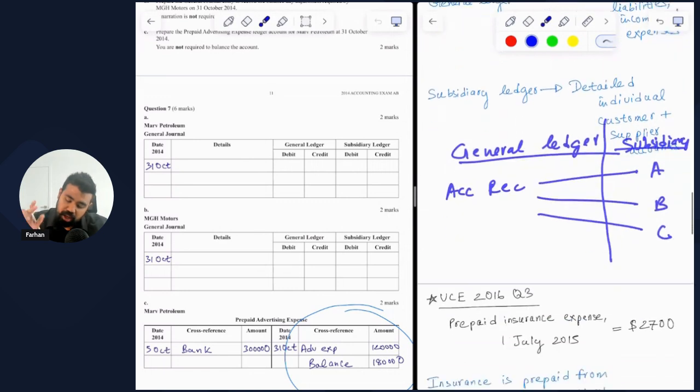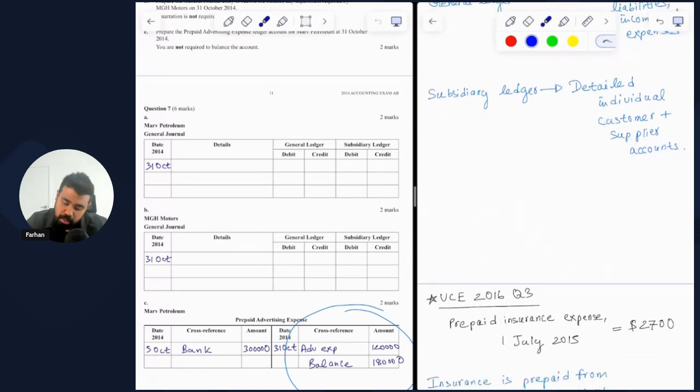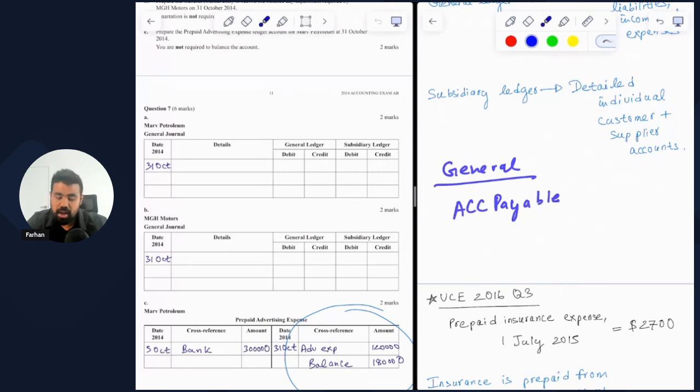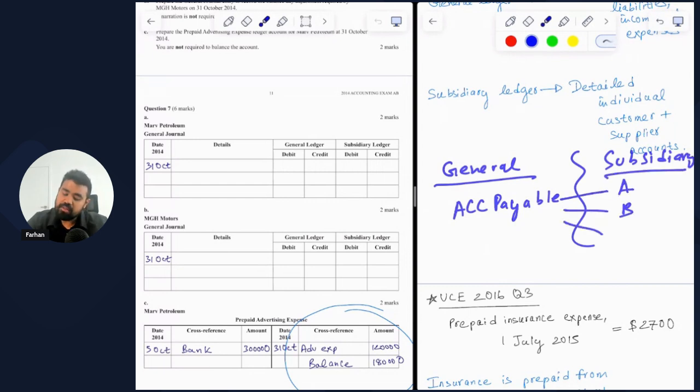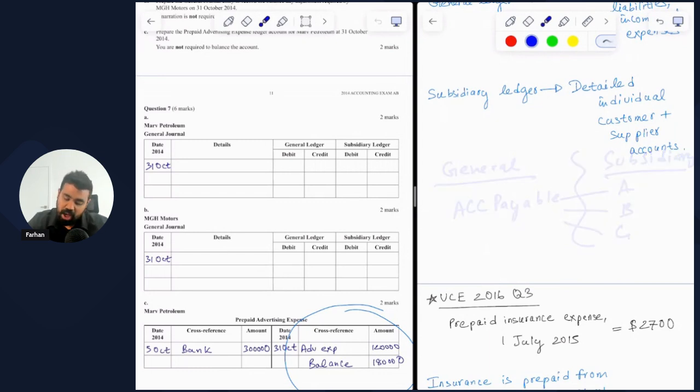Now, the same thing can also be applied to accounts payable. So within the general ledger, we are going to record the liability, the total of everything, all transactions that we do with the accounts payable, who are the credit suppliers of the business. But when you look into the subsidiary ledger, you would have accounts for supplier A, supplier B, and supplier C. All right. So I believe that clears any doubt that you may have with general ledger and subsidiary ledger.